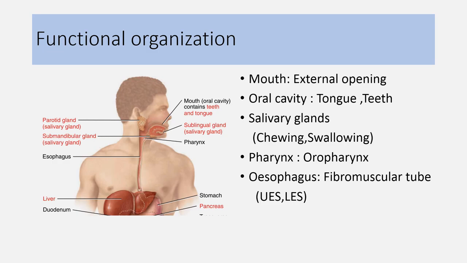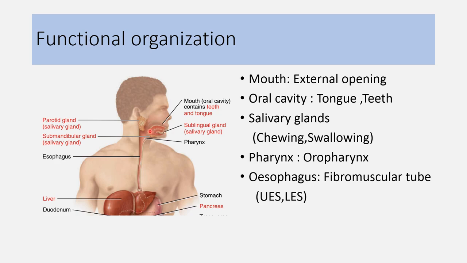Functional organization of the gastrointestinal tract. The mouth is the external opening. Through the mouth, food enters inside the gastrointestinal tract. The cavity inside the mouth is known as the oral cavity, and it contains the tongue, teeth and various openings of the salivary glands. Various functions like chewing, swallowing and mastication take place inside the oral cavity.